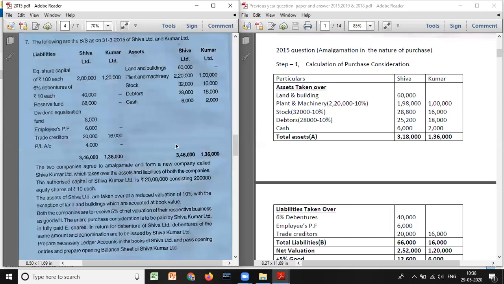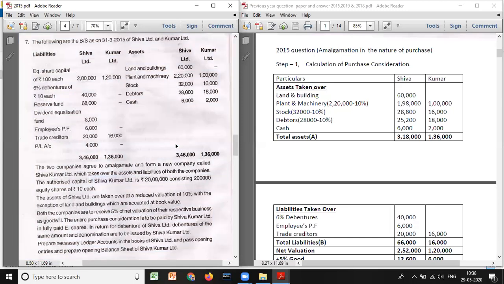First, for all 16 marks, you have to identify whether it is the net asset method or net payment method. Sorry, before net asset, net payment and lump sum method, first you need to identify the method of amalgamation. Now see, I've told you already.